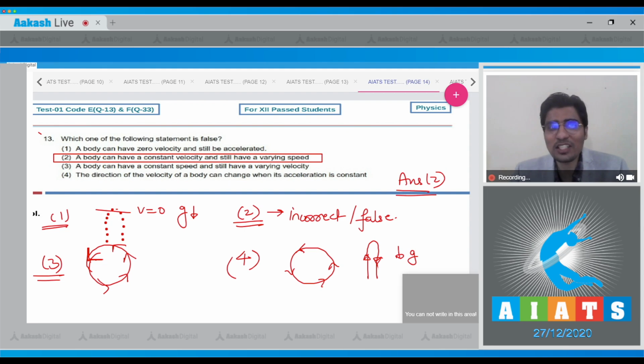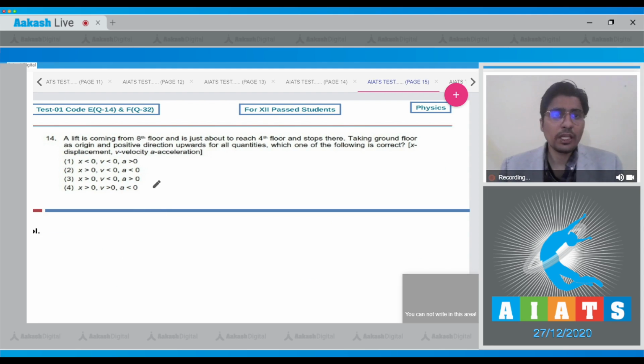Now let us proceed to question number 14. A lift is coming from the 8th floor and is just about to reach the 4th floor and stops there, taking the ground floor as origin and positive direction upward for all quantities. Which of the following is correct? Four options are given to us, indicating the sign of x, v and a, where x is the position, v is the velocity and a is the acceleration. Now dear students, let this be the 8th floor, this be the 4th floor and this be the ground, which is taken as origin.